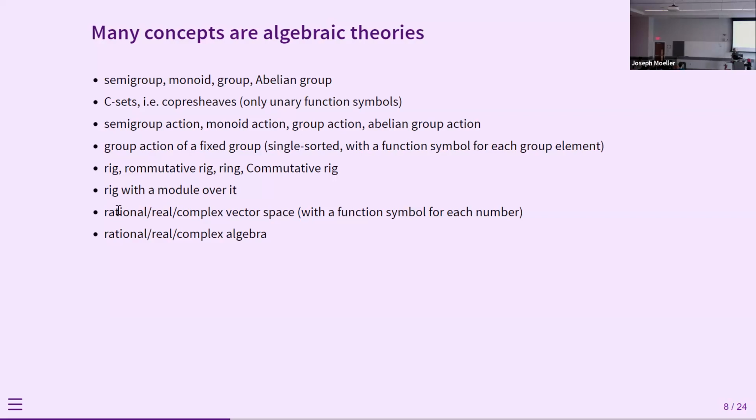And then you can also do a rational, real or complex vector space, which is a single sorted theory with a function symbol for each scalar. And then you could also do a rational, real or complex algebra, which is a ring along with a function symbol for each scalar. So it's like tons of different algebraic theories out there.